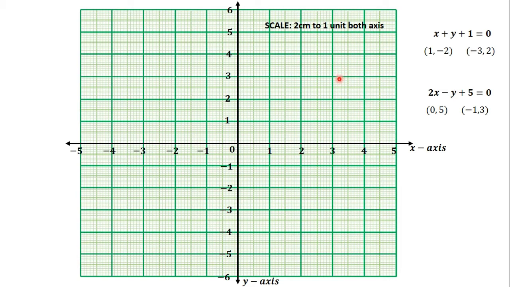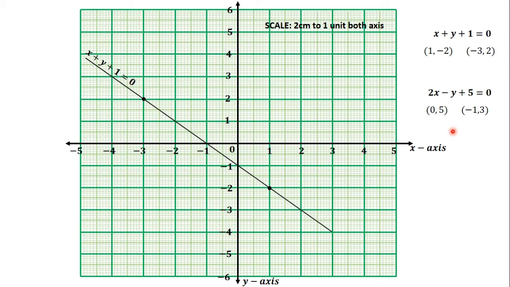Now let's go ahead and plot the points. The first point we are going to plot is (1, -2). So we look for 1 on the x-axis and -2 on the y-axis. They will meet at this point. The second point is (-3, 2). So we look for -3 on the x-axis and 2 on the y-axis. Then you plot it. We have these 2 points, so we can draw the line. So you join these with a straight line. The equation of this line is x plus y plus 1 is equal to 0. This is the first line.